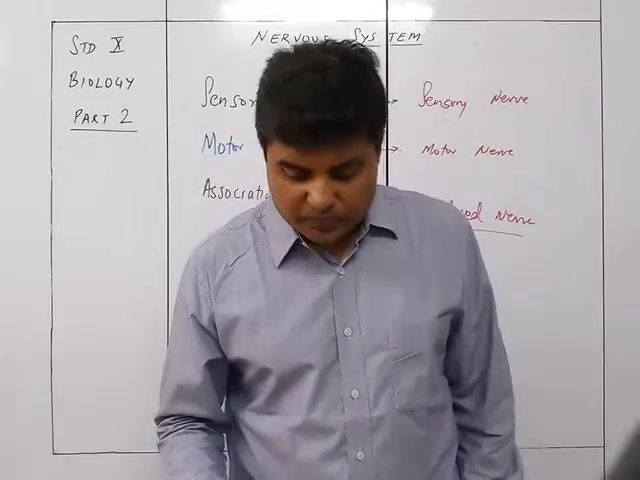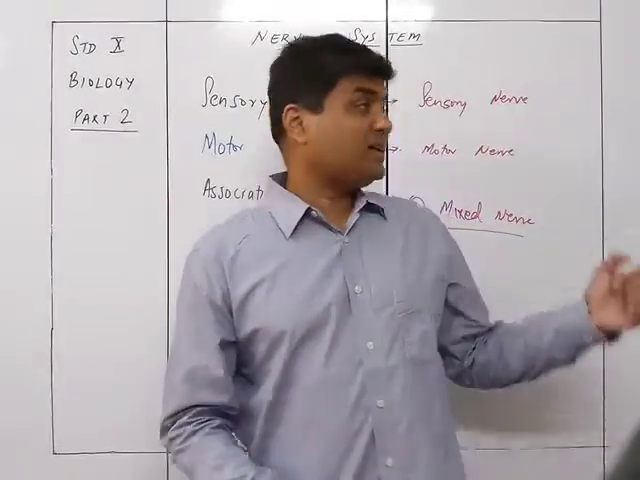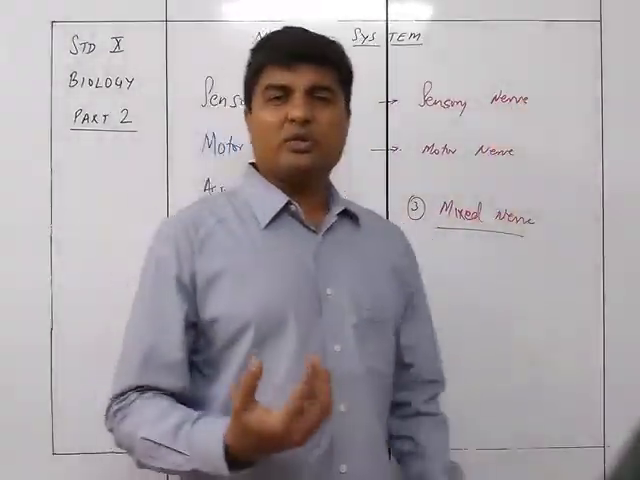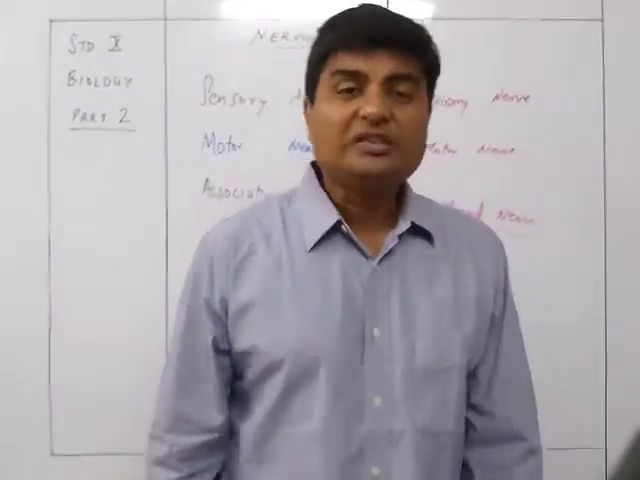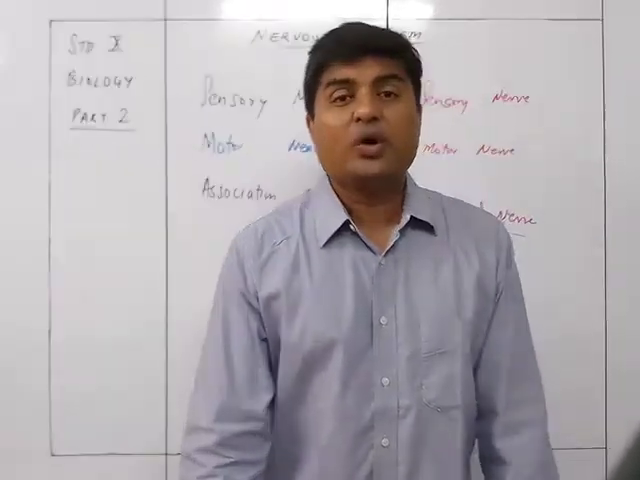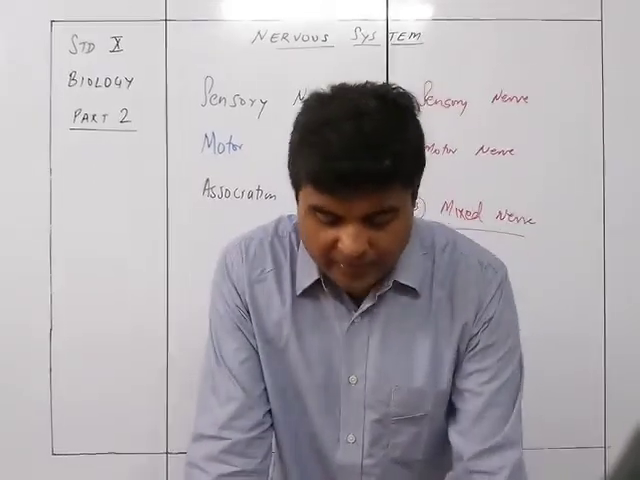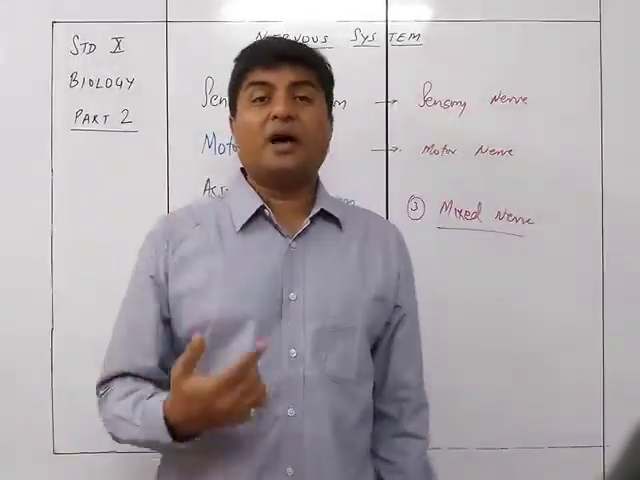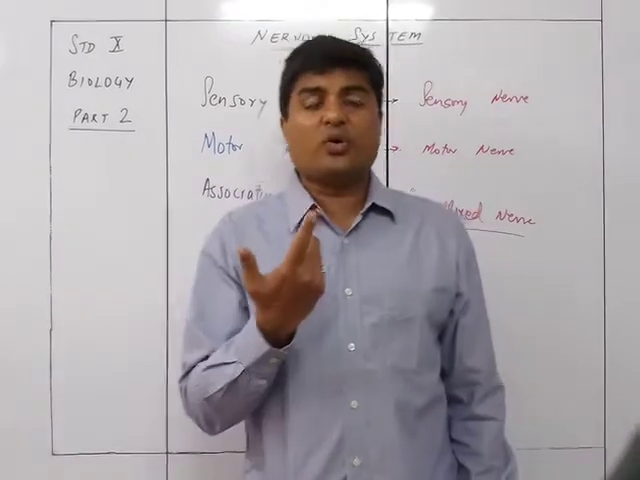So those are the ones that contain both the sensory and the motor. So those particular parts of our body which contain both the sensory as well as the motor nerve in them are called the mixed nerve. For example, the spinal nerve. The spinal nerve is there. Otherwise, it's the tongue. The tongue is also called the mixed nerve.